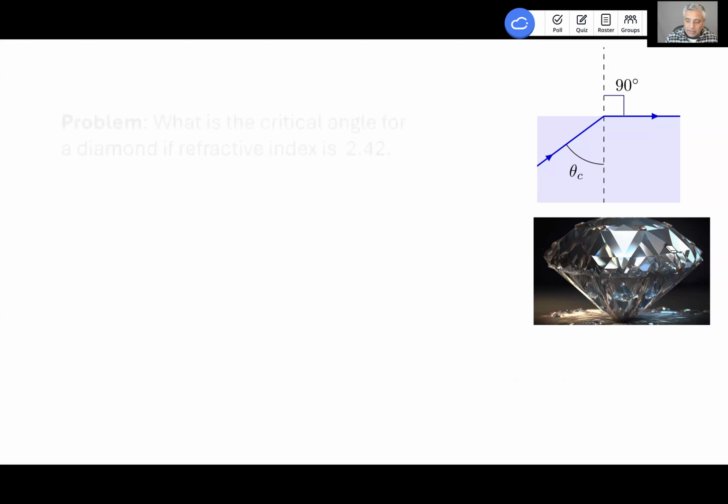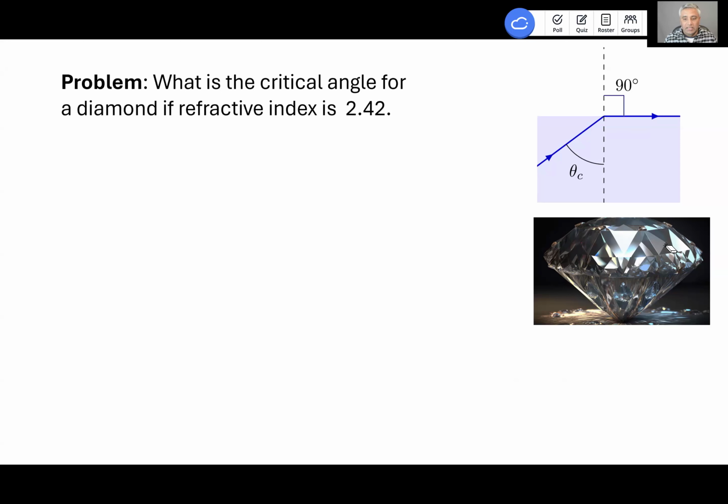So here is a question, for example. What is the critical angle for a diamond if refractive index is 2.42? So refractive index of diamond, so that means diamond is sitting on air. So one side is going to be air, another side is diamond, right? So now if we say diamond is side 1, then we can say the refractive index of diamond is N1 and refractive index of air is 1.